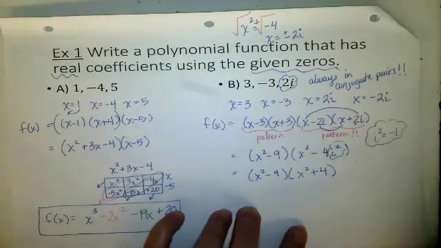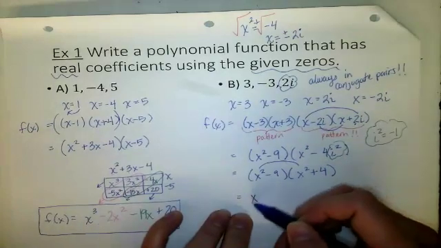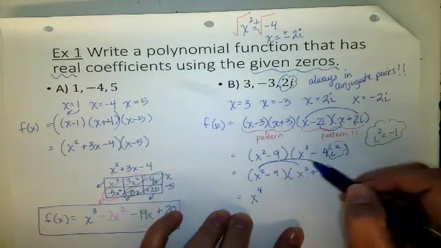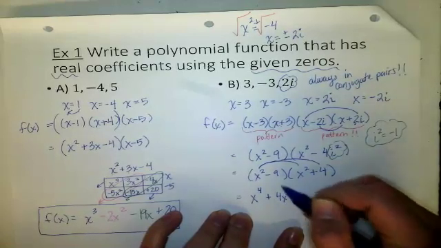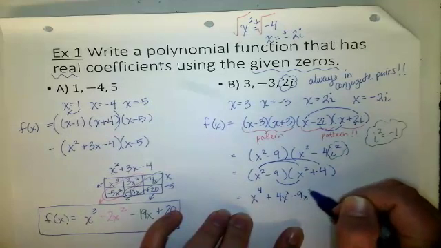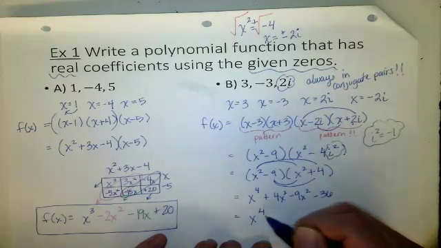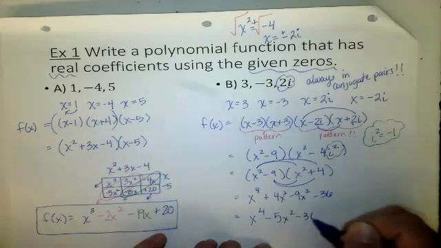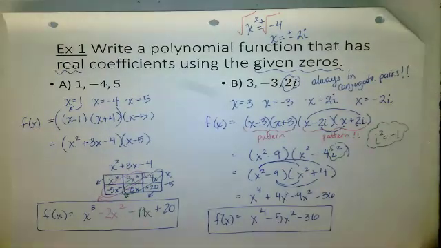Interesting. Then can we multiply these together? First times first is x to the 4th. The outside is 4x squared, and then minus 9x squared minus 36. So we get x to the 4th minus 5x squared minus 36 for our function. You did it a different way.